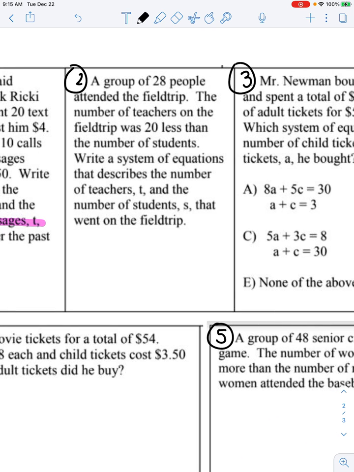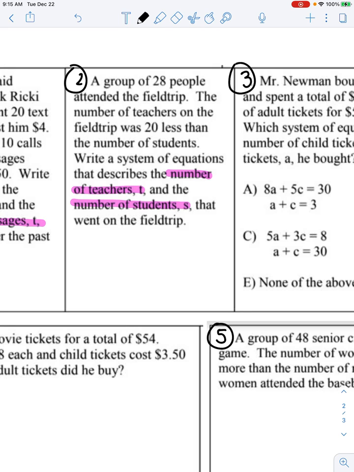Take a look at number 2. A group of 28 people attended the field trip. The number of teachers on the field trip was 20 less than the number of students. Write a system that describes the number of teachers, T, and the number of students, S, that went on the trip. So they were nice enough to identify our variables for us. Now let's write the system. So let's look for these relationships.